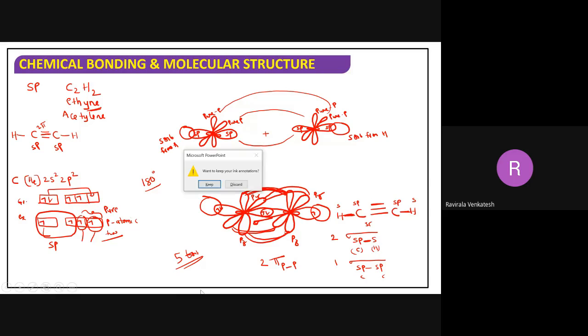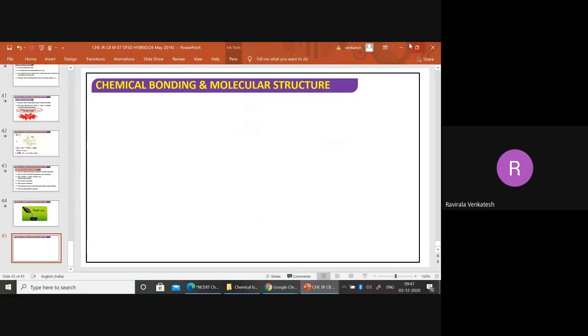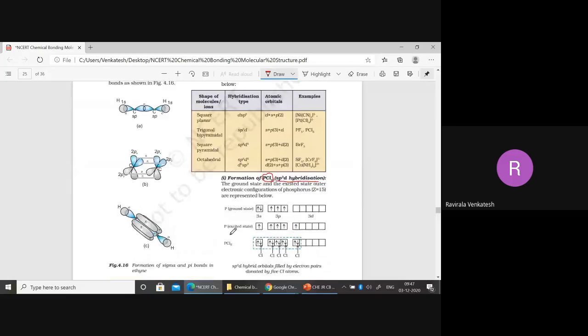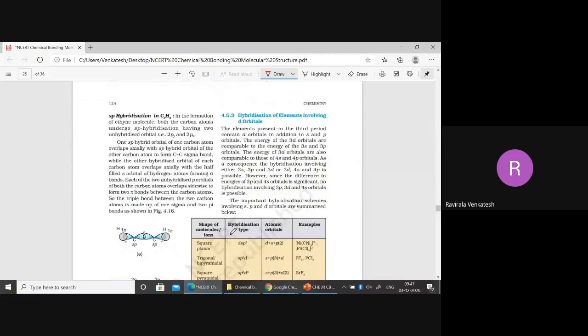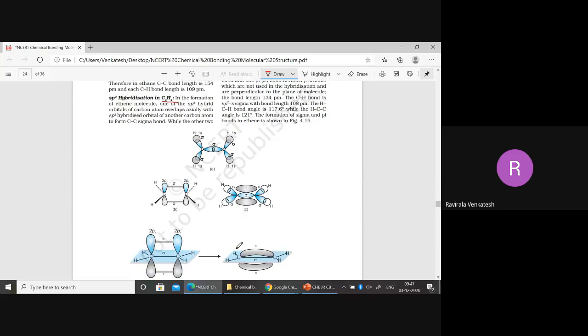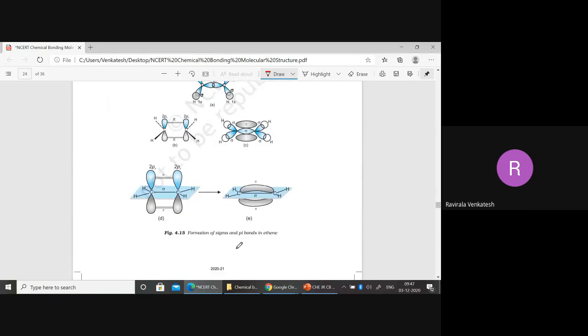So with this, the hybridization concept is done. Now we'll move to our NCERT textbook. What type of questions do we have to practice? Everything is completed. Open your textbook. Here C2H4 is given, no? Formation of C2H4 is given here. It forms like this, and finally you get this diagram and this diagram.